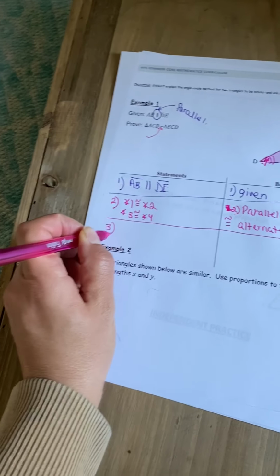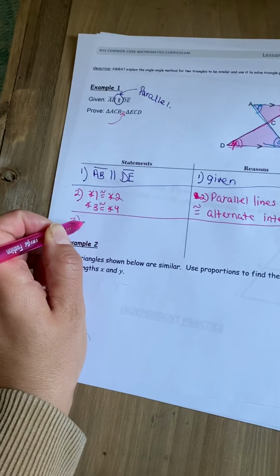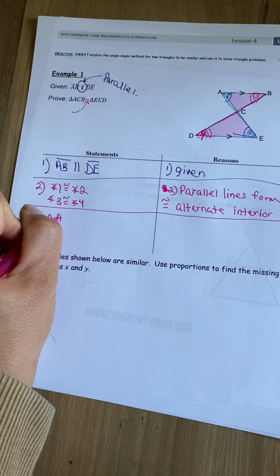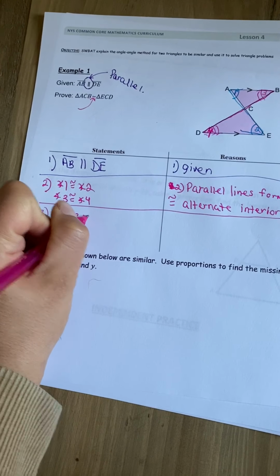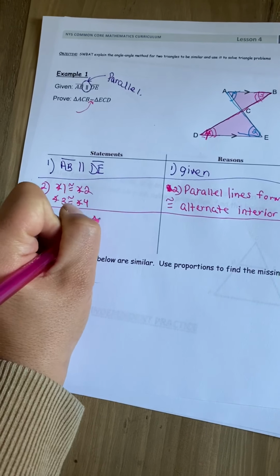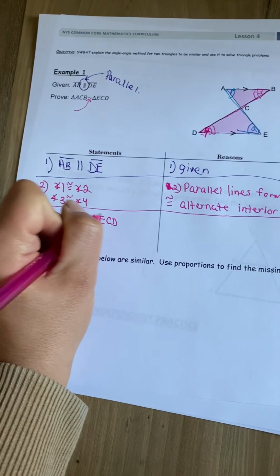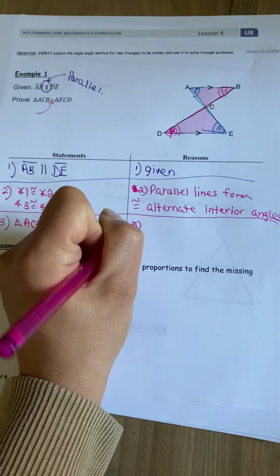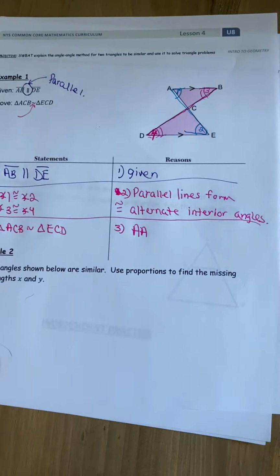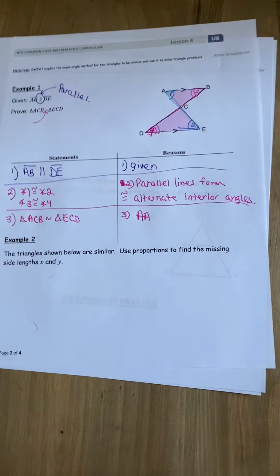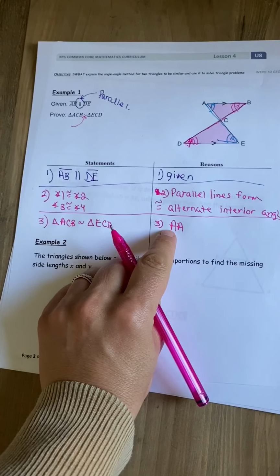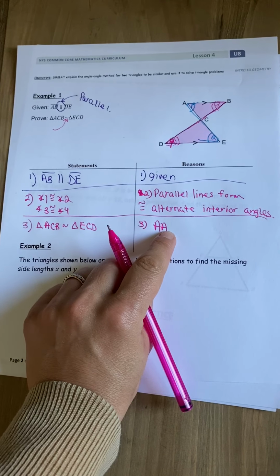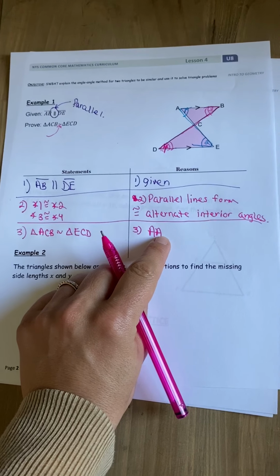So in step 3, I'm going to say that triangle ACB is similar to triangle ECD, and my reason is from the prior page, angle. I just have to do my AA. This says that I have a set of congruent angles and another set of congruent angles that are corresponding with one another, and that is accurate.